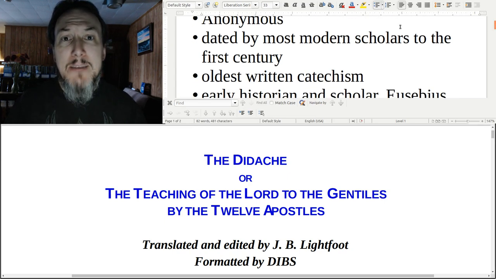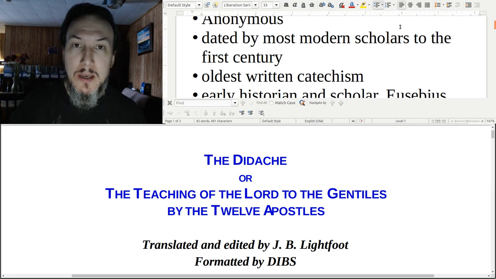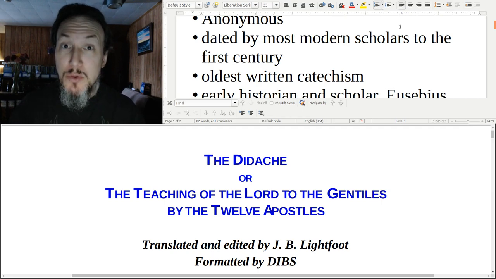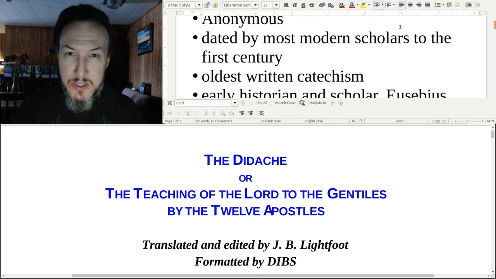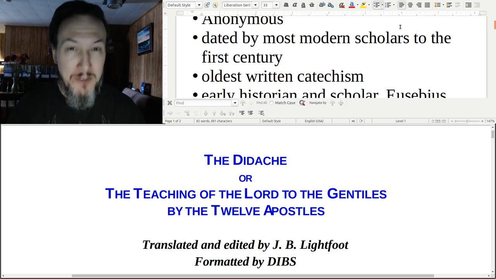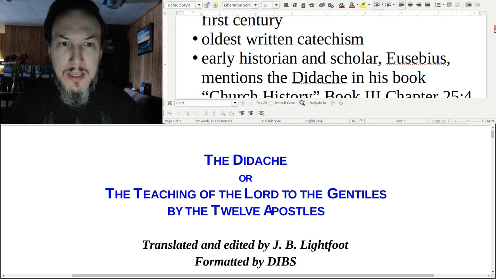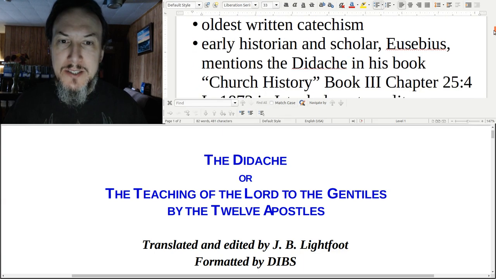It is dated by most scholars to come from the first century. And now this is very significant because we want to focus on first century doctrine and practice. So focusing on first century doctrine and practice, this is a very significant document. It is the oldest written catechism.